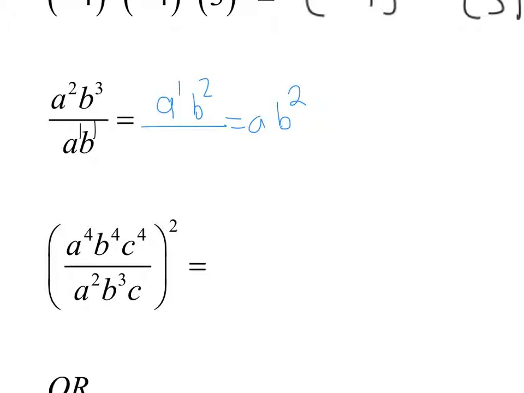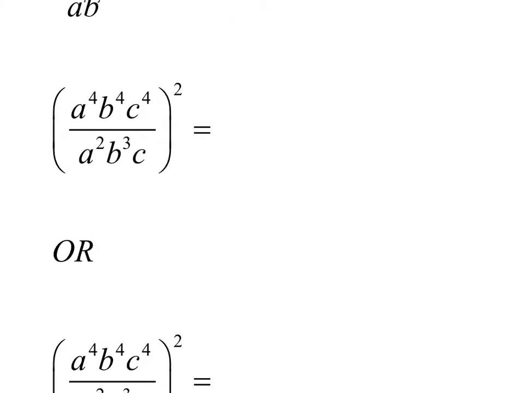Now this next one here. What I would do, you can do it two ways, but I'm going to show you one. So what I would do here is simplify everything inside first. So I see this at blank, which means 1. So this would be A to the second, because 4 minus 2 is 2. And the larger is on top, so it stays on top. B to the 4 minus 3 is just B. C to the 4 minus 1 is C to the third.